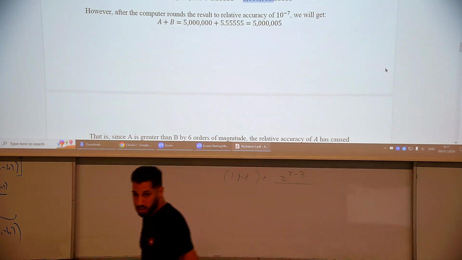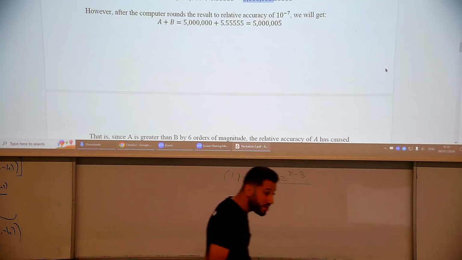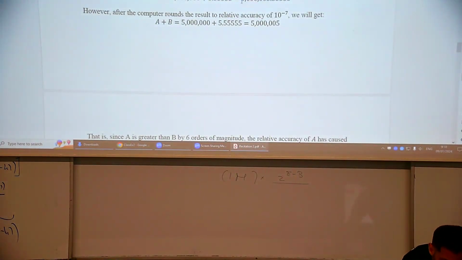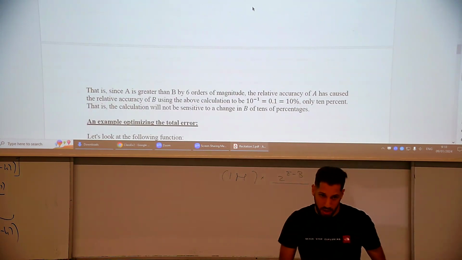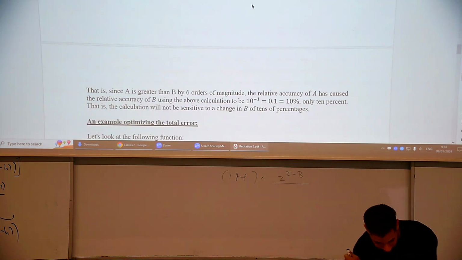So we lost 10% of the small number, which is 5.55. It is 10 to the minus 7 of the total number, and that's okay. But in this addition, we lost 10% of the small number. So when we add two numbers, one of them much smaller than the other, we lose the information about the small number. We have to be aware of that, and we have to know how to manage this if we want to manage it.